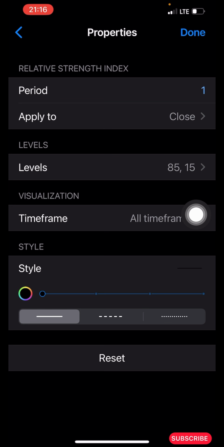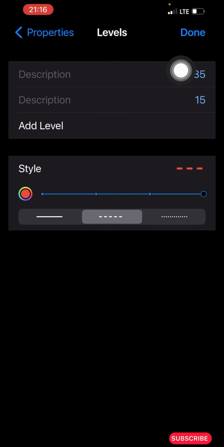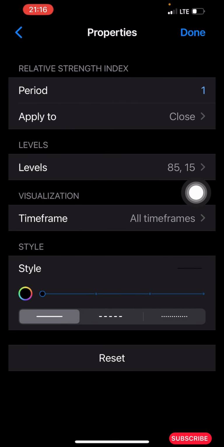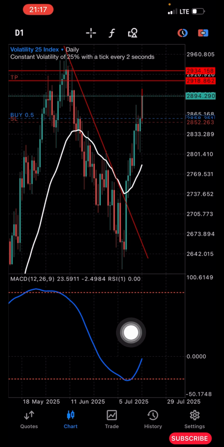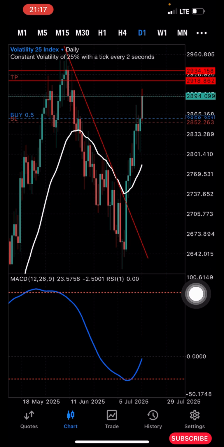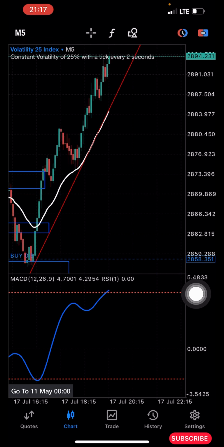These are the properties for the relative strength index. The period is 1, apply to close. The level, you make it 85 and 15. The star is color red, 4 pixel. You click on done. The time frame is all time frames. Now under the star, you make the color black, 1 pixel, and you click on done. Once you have set everything correctly as I've just explained, you are going to have a screen like this. So that is how you do these things.